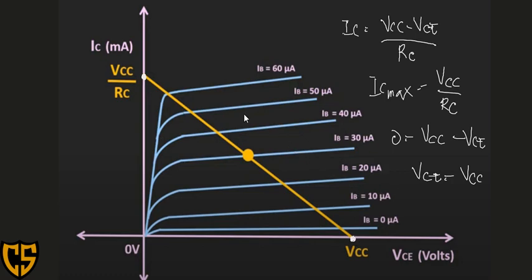Okay, so if we are going to join these two points, we would create a line joining those points, and this line will be referred to as our load line. We call it the load line because it is defined by the value of our load resistor RC. So this is referred to as load line analysis. And along that line, we get the value of our Q point or our operating point.